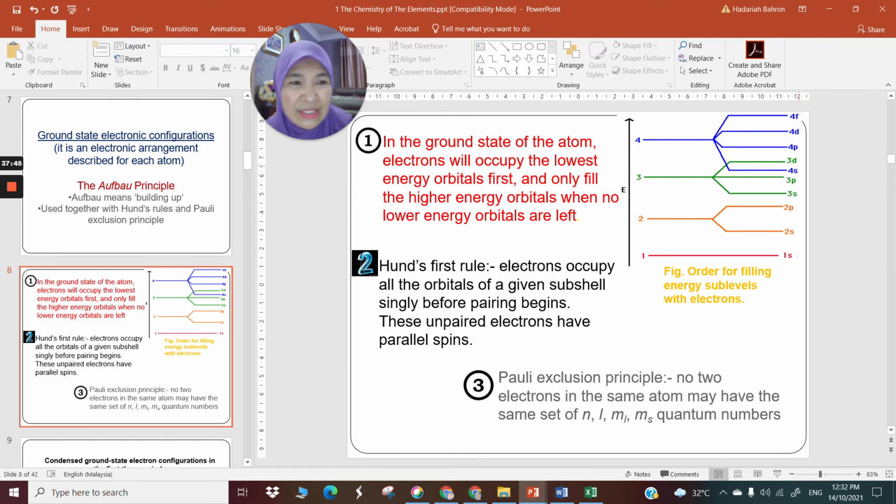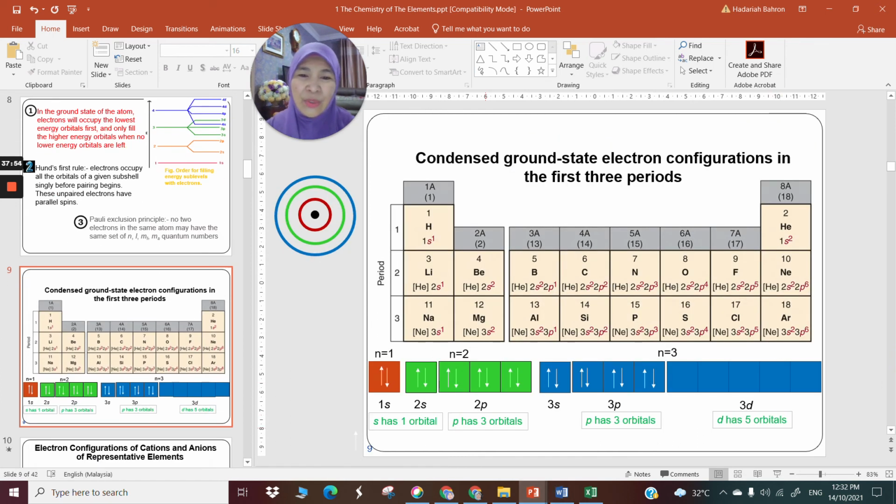Then when your 3d is full, you start filling in your 4p, 4d, and 4f, and so on and so forth. So I hope you understand how electrons are filled up. Remember, even though S, P, and D here are in the same shell, you have the 4s occurring somewhere between the P and the D. So your 4s will have to be filled in first. So I hope you understand that.